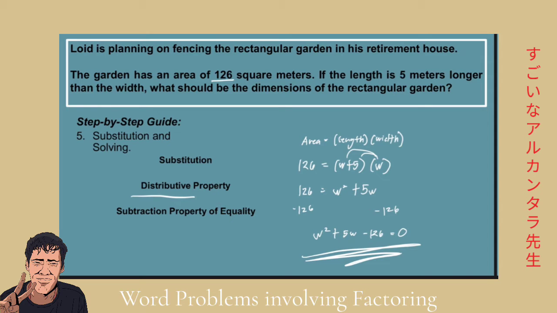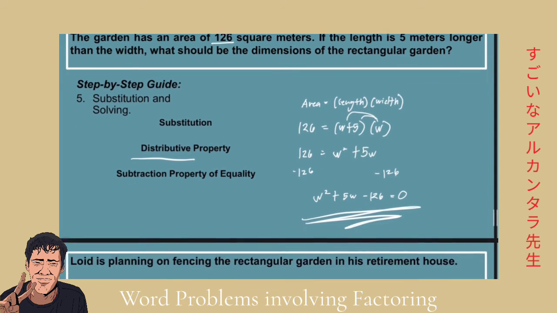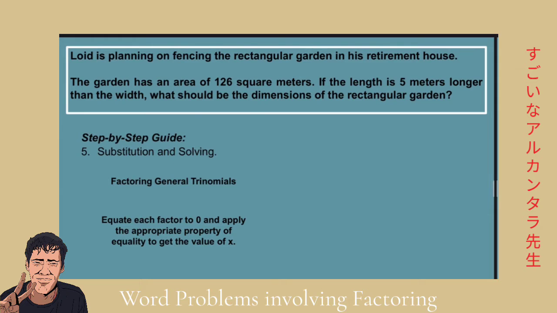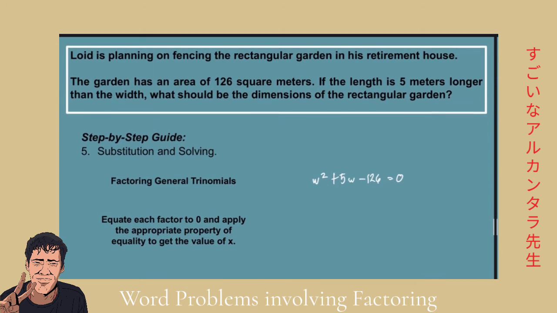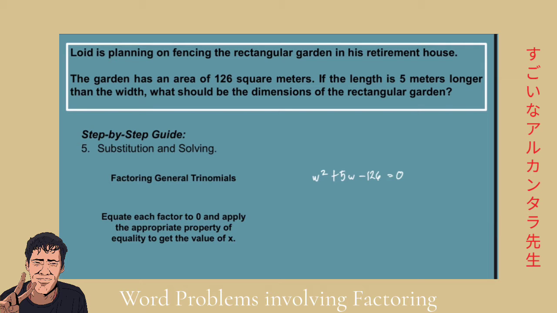With this given, we can now factor it out. So let's have W squared plus 5W minus 126 equal to 0. This is basically a case of a general trinomial where a is equal to 1 and your middle term is positive but your last term is negative. So the higher number should be positive in this case.